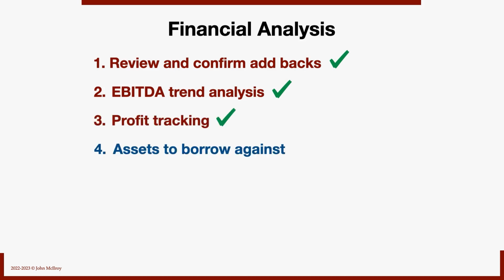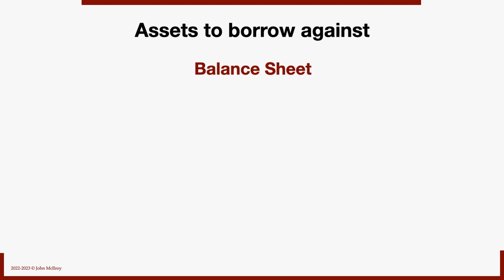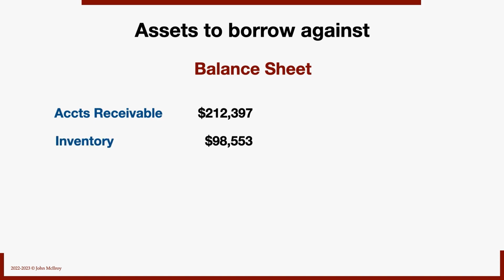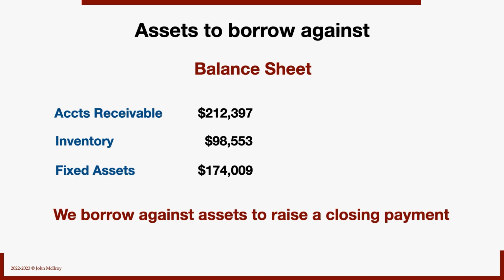Next, we can look at assets to borrow against. So if we take our balance sheet and take a look at the current assets, we'll see things like accounts receivable, $212,397, inventory, $98,553, fixed assets, $174,009. Of course, fixed assets is not a current asset, but it's still an asset we can borrow against to potentially raise a closing payment.